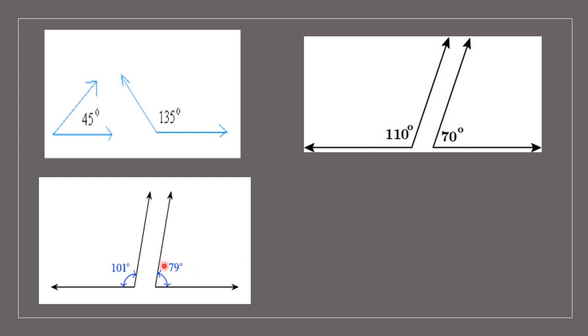101 and 79 are also supplementary angles of each other, as 101 plus 79 degrees is equal to 180 degrees. So we can say 101 degrees is the supplementary angle of 79 degrees and 79 degrees is the supplementary angle of 101 degrees. They are known as supplementary angles of each other.